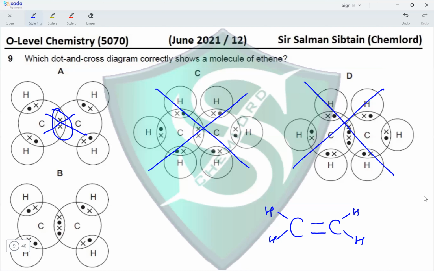Now let's look at the bonding. So a single bond between each carbon and hydrogen atom with the dot and cross shown, and two dot and cross for carbon-carbon, showing a double bond present. So this makes option B the correct option for this question.